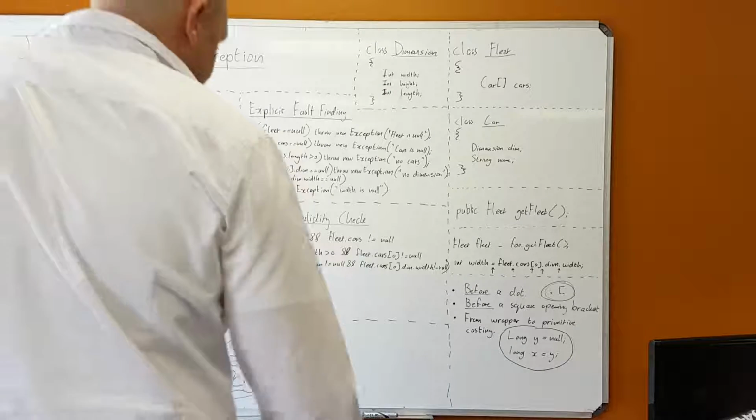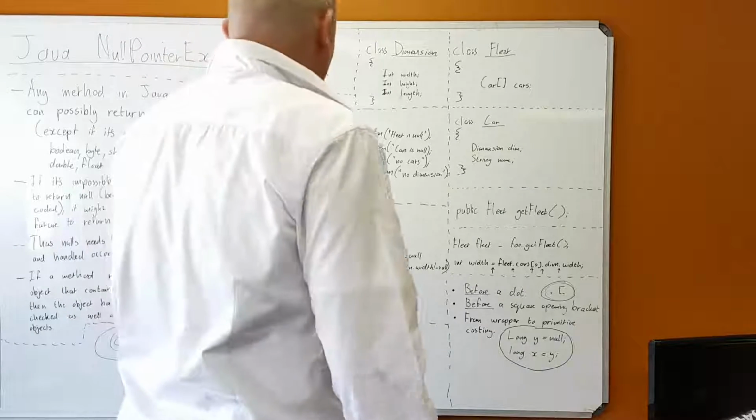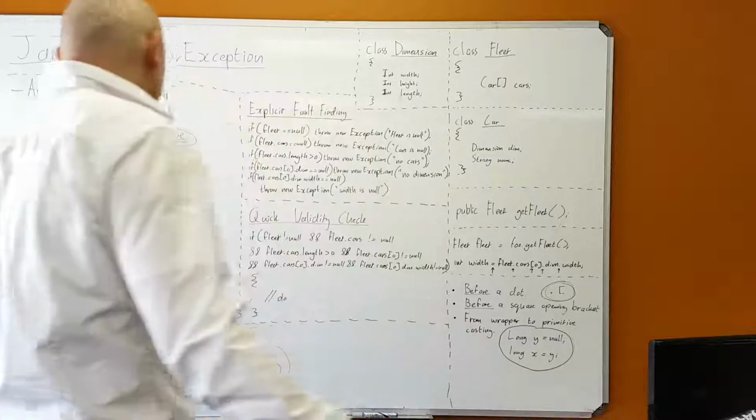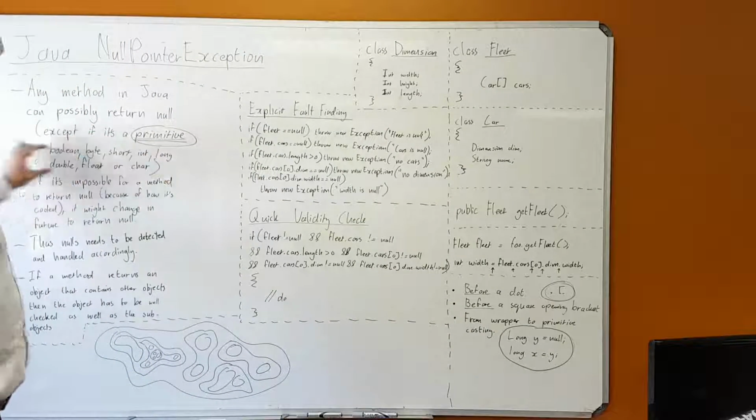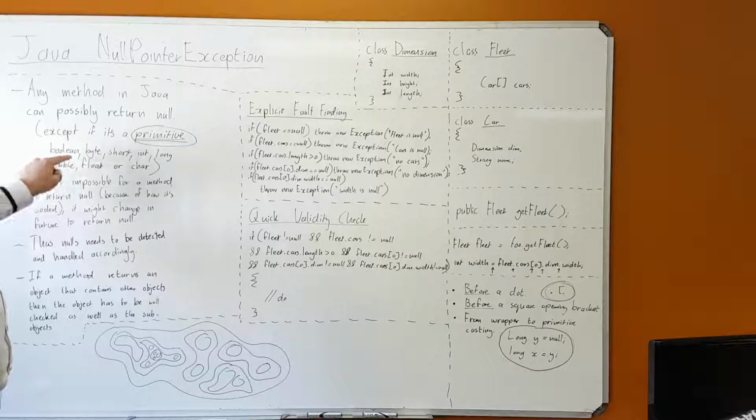Okay, so I'm just quickly going to explain the wrapper and primitive. You obviously get your primitive types. I actually made a list here. These are the primitive types: boolean, byte, short, int, long, double, float, char.